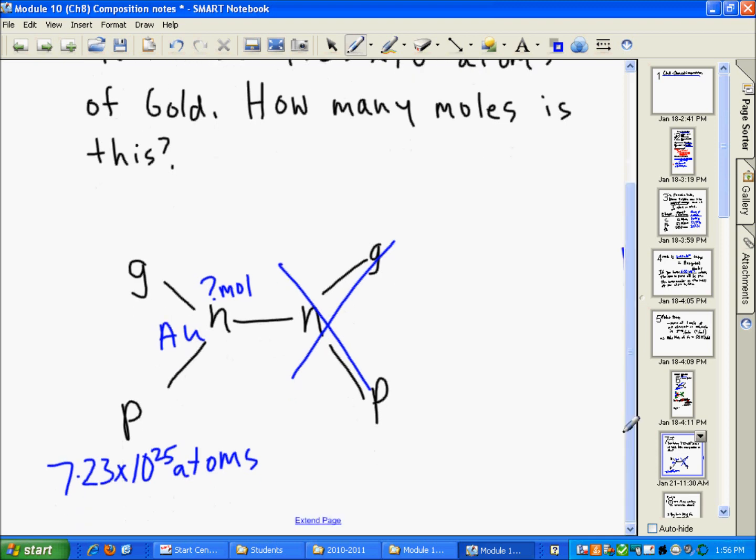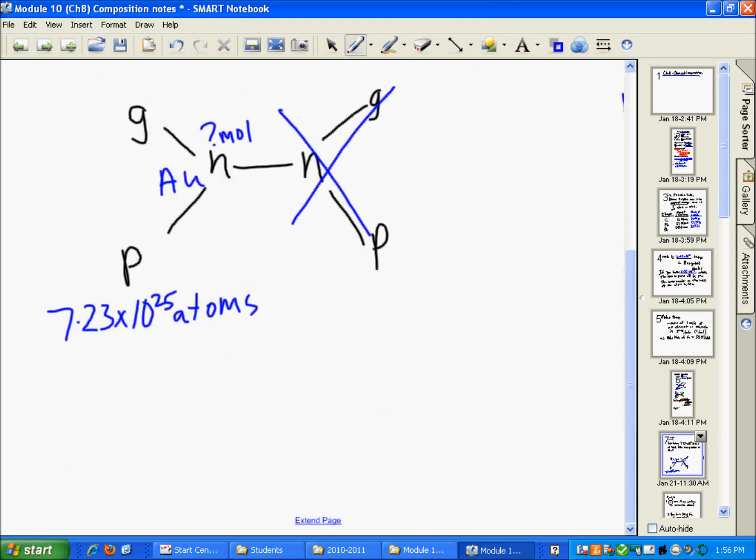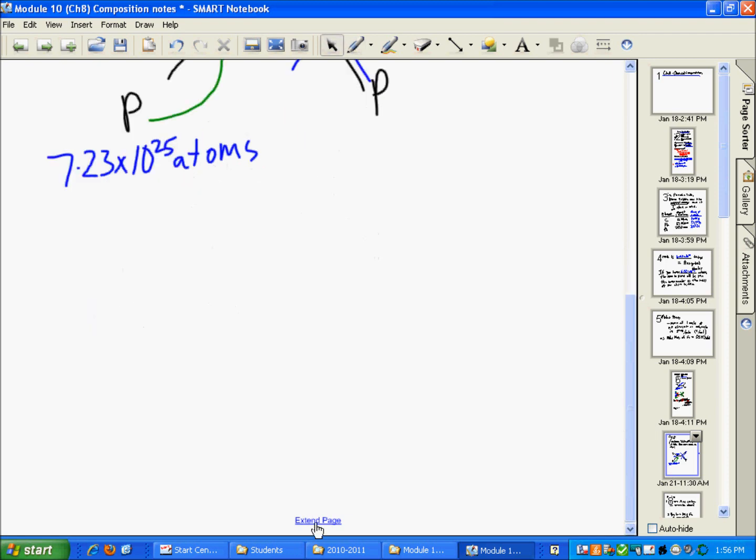So how many steps is that going to be in our calculation? From particles to mole. Nope, we don't have to go to grams. Our target is moles. So 1 step. It's as easy as that. It's a 1-step calculation. If the question mark was on the G, then it would be 2 steps. So it's a 1-step calculation.